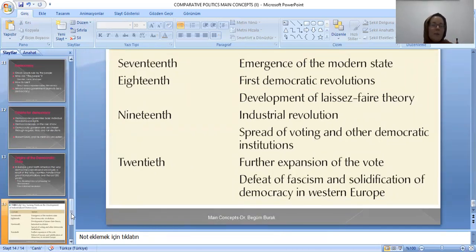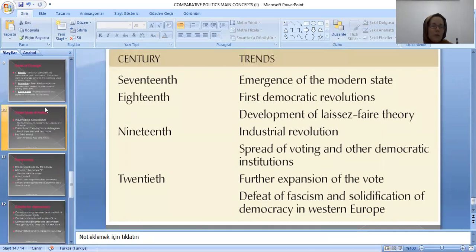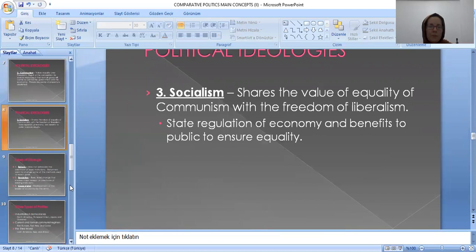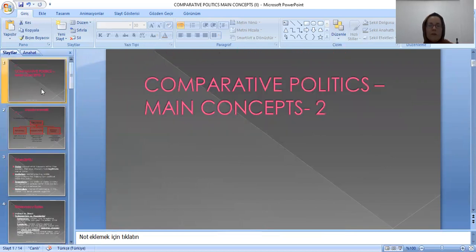So today, I mainly covered these issues, as you see, the main concepts of comparative politics. In my next video, I will try to cover the political system of Britain.